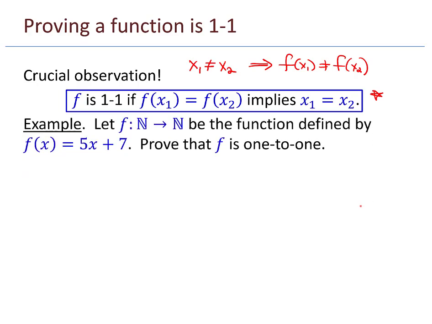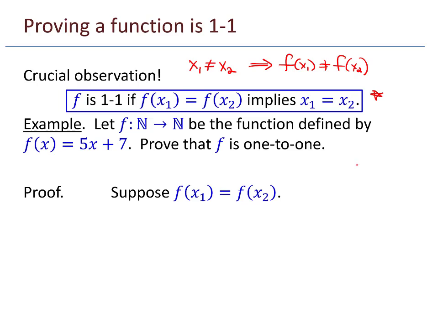In proof work, this is generally what we use to prove that a function is one-to-one. Here's an example. Let f from the naturals to the naturals be the function defined by f of x equals 5x plus 7. Prove that f is one-to-one. Proof. Let's suppose that f of x1 equals f of x2.